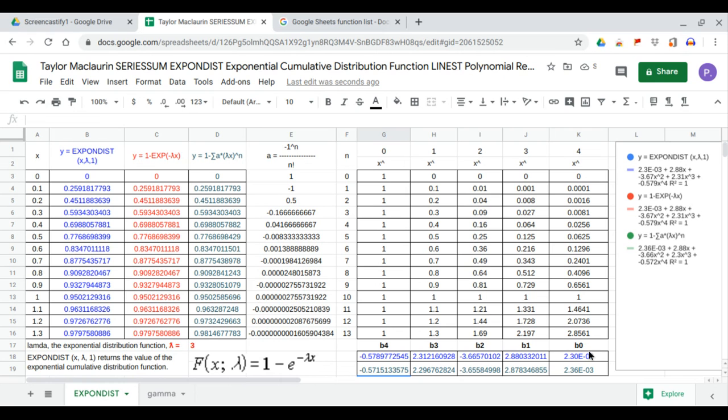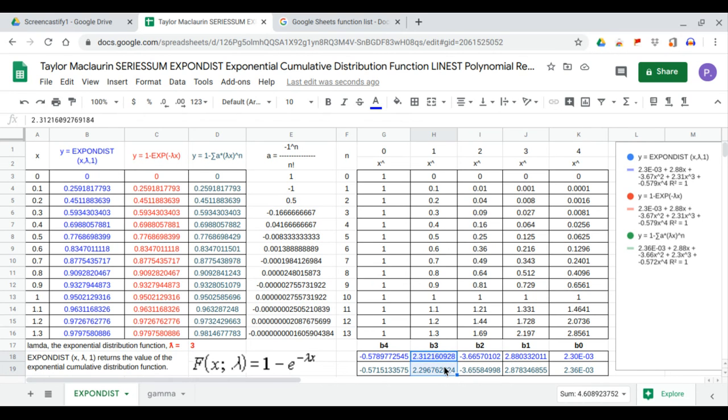So our B0 matches our trendline equation. B1, 2.88, also matches our trendline equation. B2, negative 3.66, negative 3.67, negative 2. They also match our trendline equation.